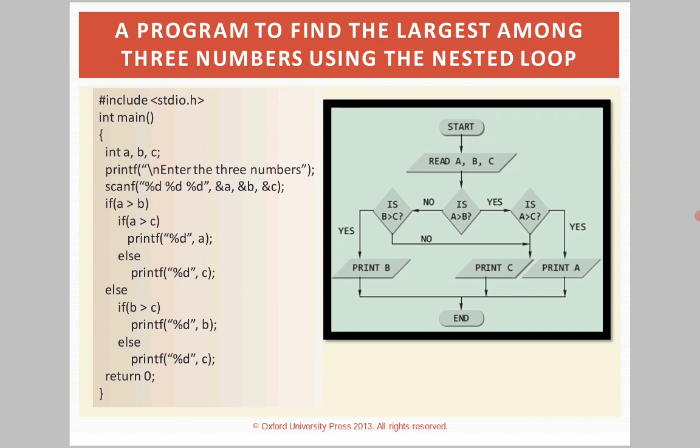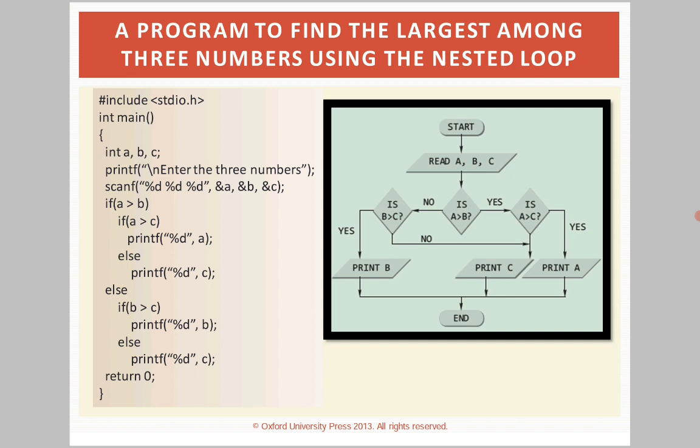So here is another example. This is a program and this is the flowchart. A program to find the largest among three numbers using nested if statements. This is the program using nested if statements to find the maximum of three given numbers. First of all, you see this flowchart. So start, then read A, B, C.